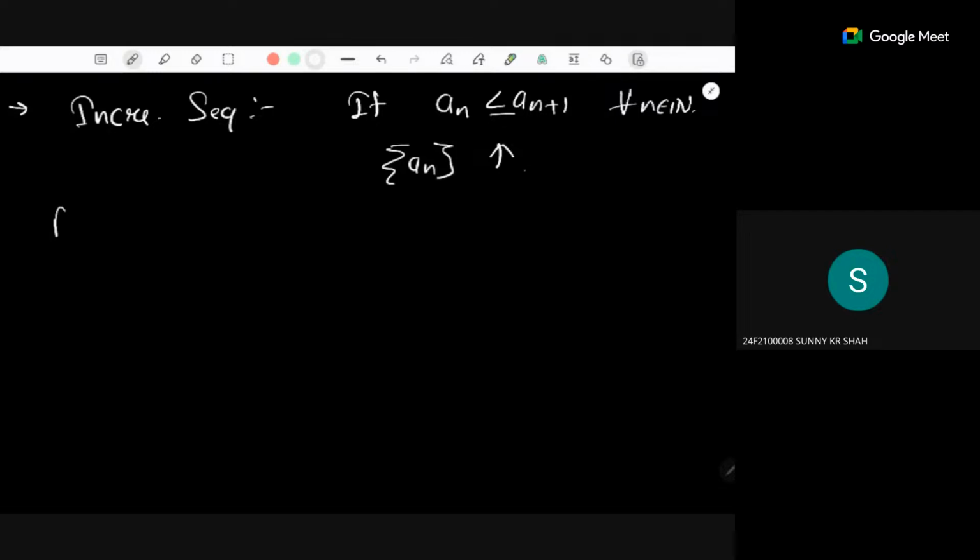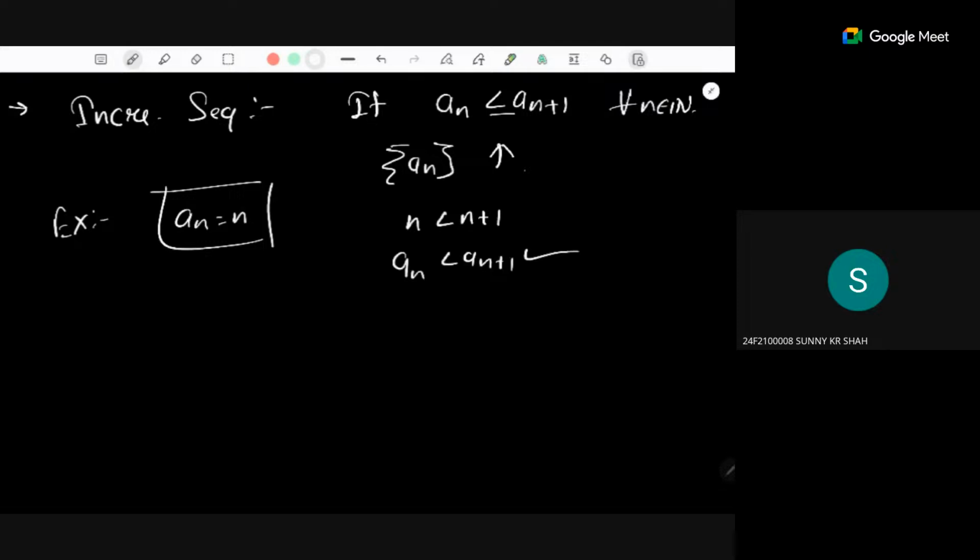You can take a simple example: an is equal to n. This sequence is increasing because n is less than n plus 1, that means an is less than an plus 1. So it is an increasing sequence: 1, 2, 3, 4, 5, 6 and so on.